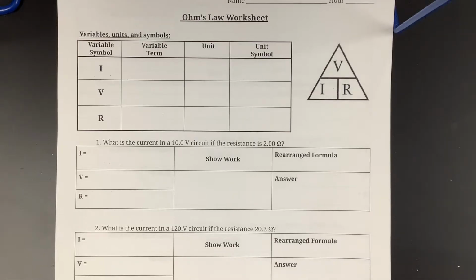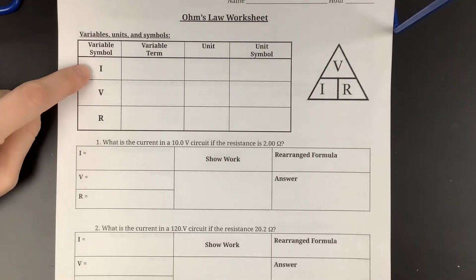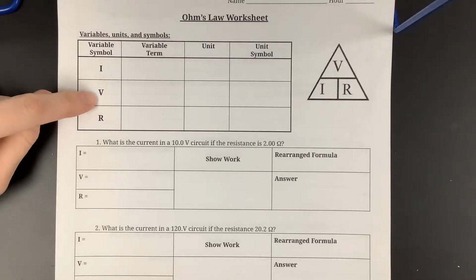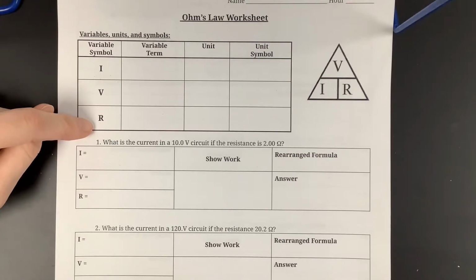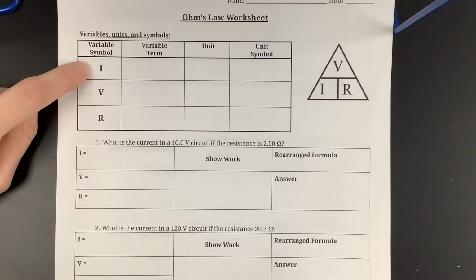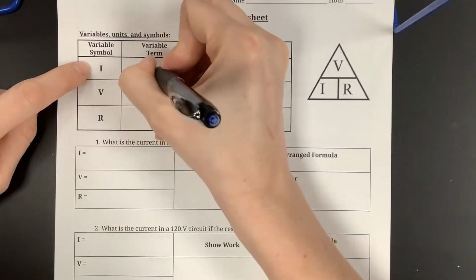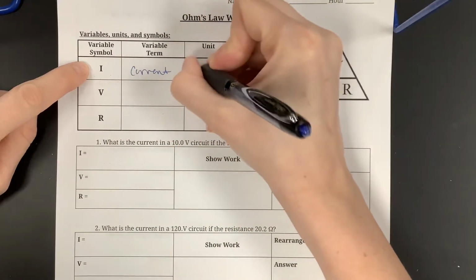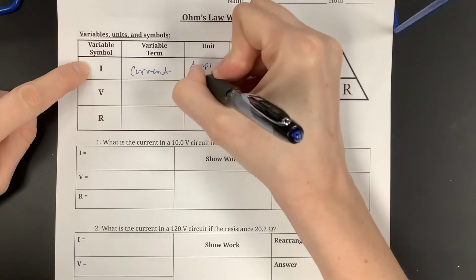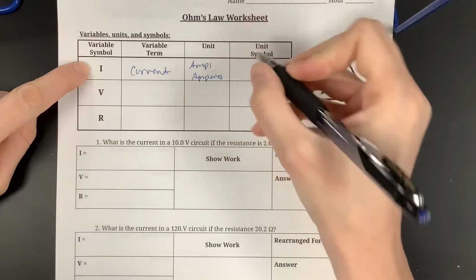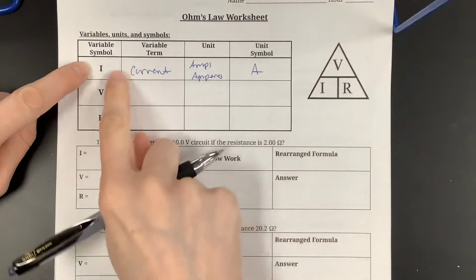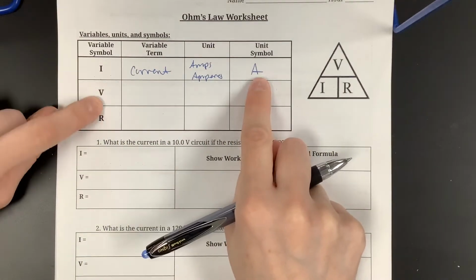This is the Ohm's law practice problems. So we're going to look at this equation here, and the equation is the relationship between the current in a wire or in some kind of conductor, the voltage, and the resistance. I is our symbol that stands for current, and it's measured in amps or amperes, which is abbreviated with an A. So current is measured in amps.